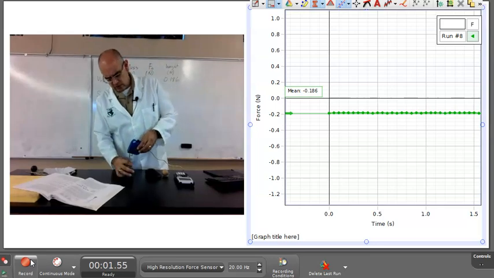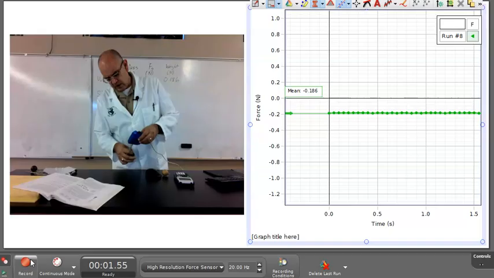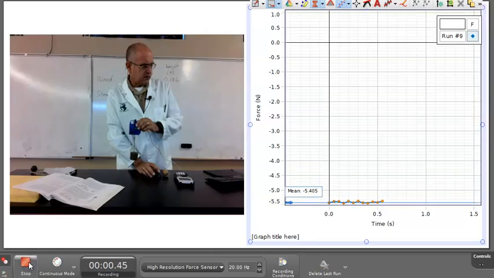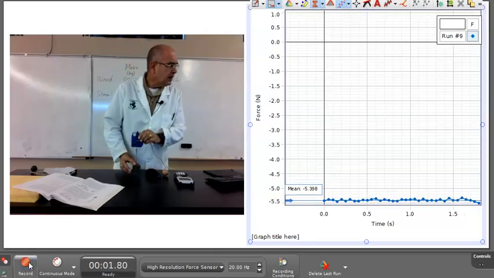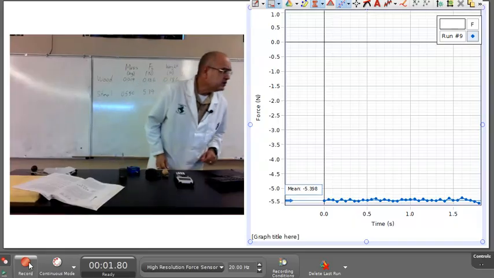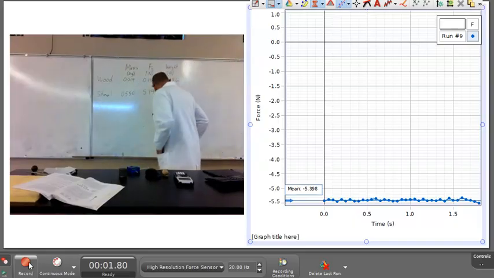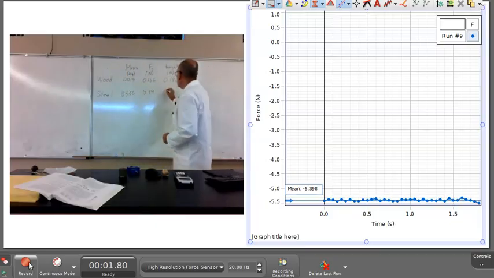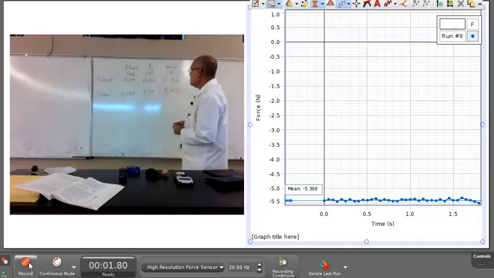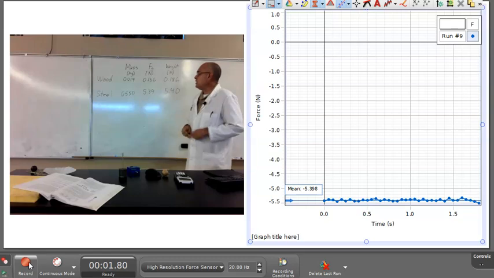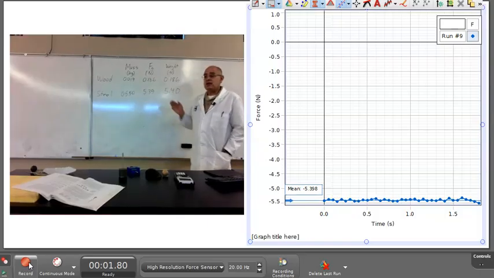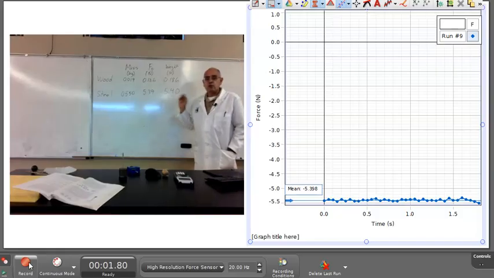Zero the force sensor, hook the mass holder on, and let it hang. And I'll start recording. And stop recording. And I come up with a force of, excuse me, not 0.40. You can read it. It's 5.40. So in our comparison, the weight that we measure for the wooden ball is 0.186. The weight that we measure for the steel ball is 5.40.